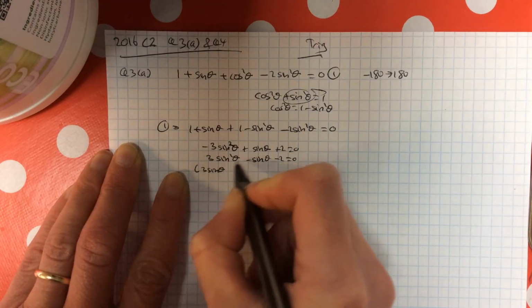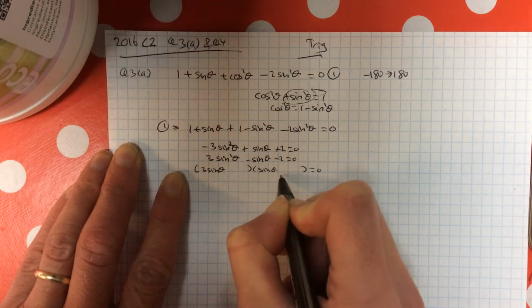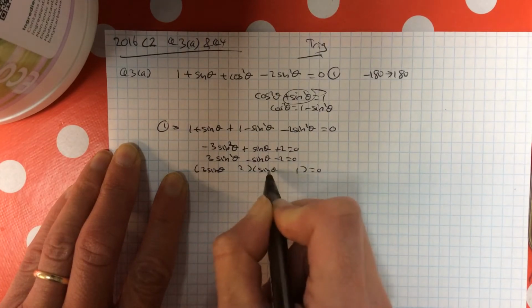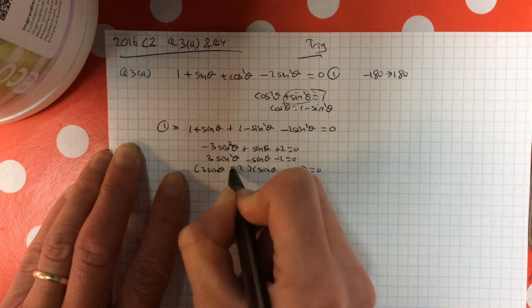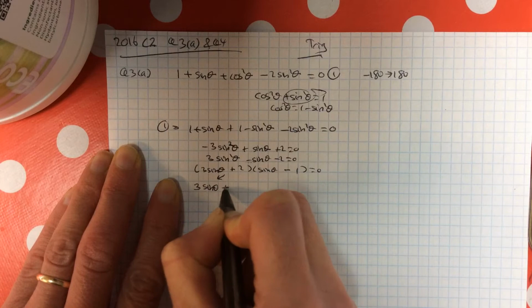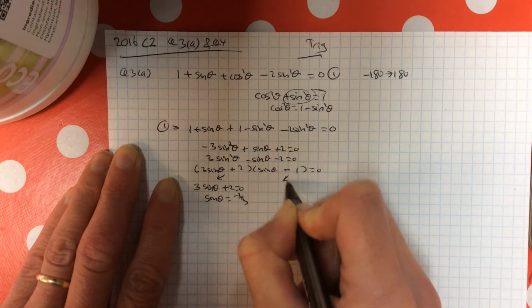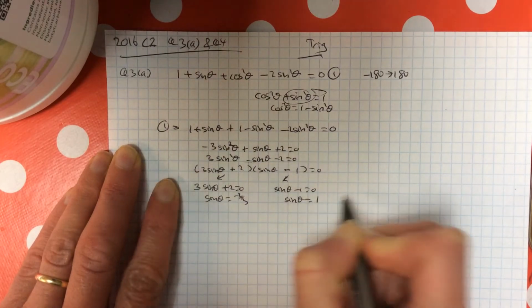It factorizes into 3 sine and sine over here, and then a 1 and a 2. So that gets me 3 on the outside, 2 on the inside. I want it to be a minus, so minus 3 plus 2. Put each bracket equal to 0. So 3 sine theta plus 2 equals 0, so sine theta is minus 2/3. Put this bracket equal to 0, so sine theta equals 1.